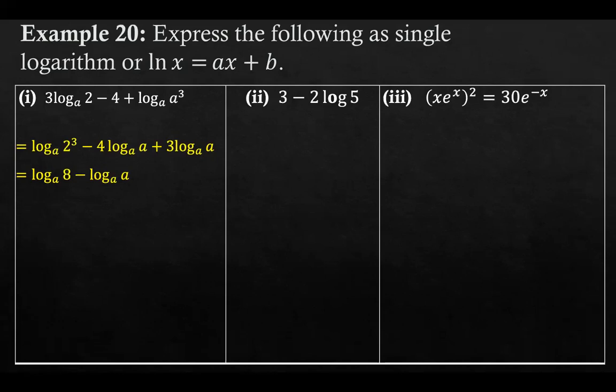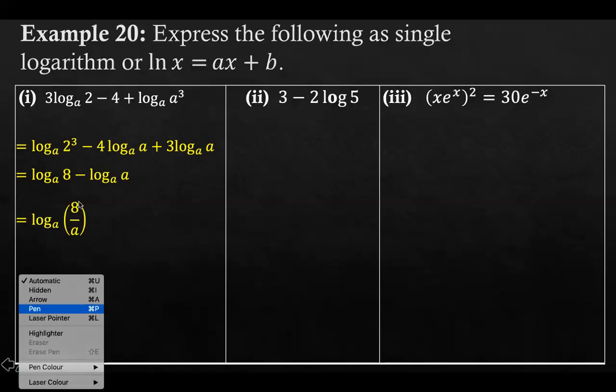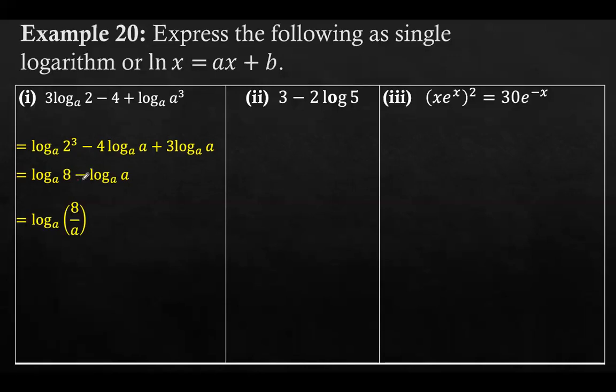Right? So we want to express it in a single logarithm, so we combine everything. Plus becomes multiply, and minus becomes divide. So finally you get log to the base a of a over a. So add minus log to the base a of a, it becomes divide. Negative becomes divide.